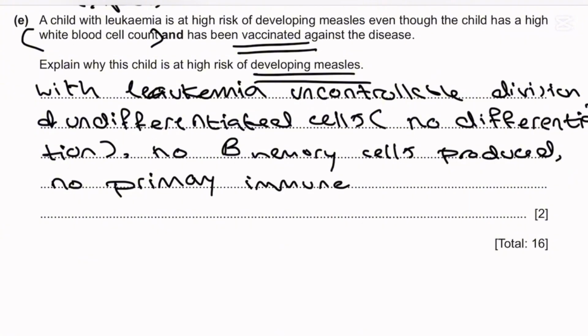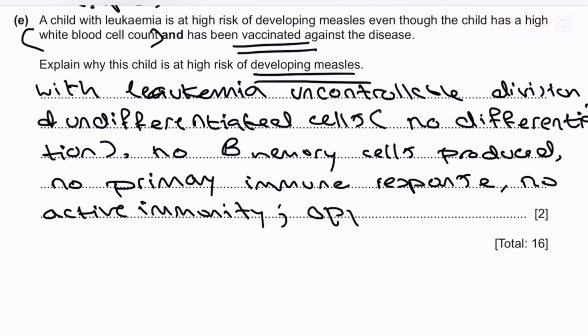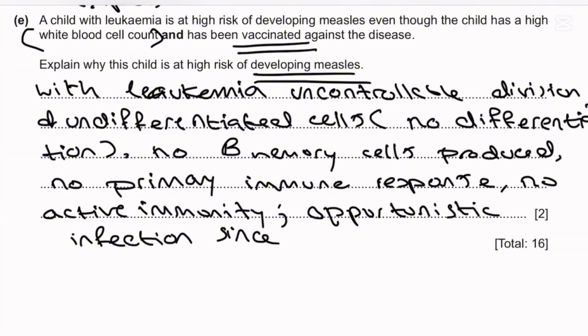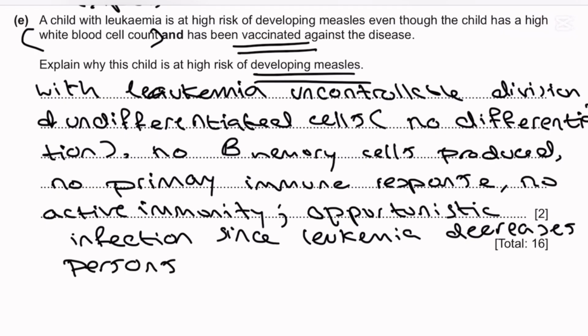Now, with questions like this, where you don't necessarily know the answer because you never dealt with a situation like this, just make sure to write down everything that you know. Any keyword that pops up in your mind, just write it down. Okay, so no primary immune response. Therefore, no active immunity. And then here you can write down that it might be an opportunistic infection, since leukemia decreases a person's or child's immunity.